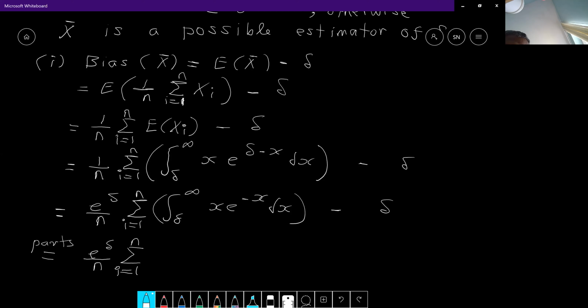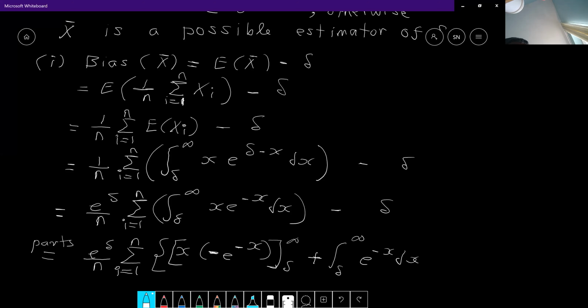So if you apply integration by parts, you get x times minus e to the minus x. Then you take the limits from delta to infinity. And then you have minus minus, which is a plus, the integral from delta to infinity of e to the minus x dx, right? And close bracket, minus delta.